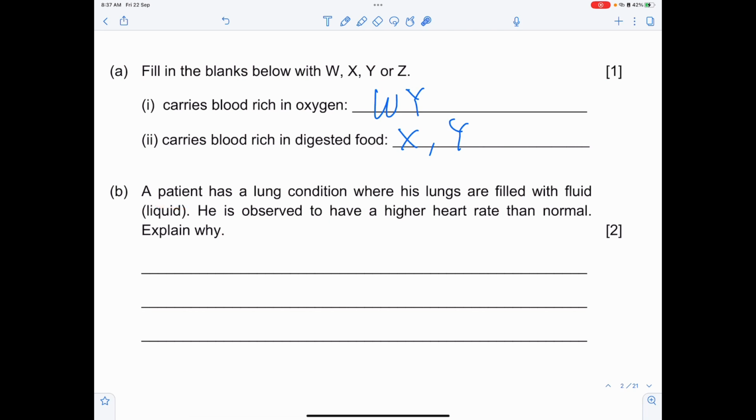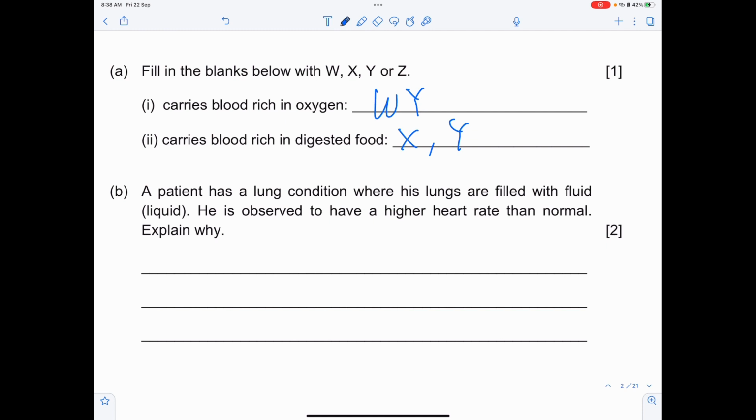A patient has a lung condition where his lungs are filled with fluid. He is observed to have a higher heart rate than normal. Explain why. So the lungs filled with fluid part is actually talking about a lesser exposed surface area of the lungs. Imagine this is your lungs, being filled with fluid. So this part where usually your air sacs will be, there is less exposed surface area to the air that enters the lungs. So because of that, gaseous exchange happens at a lower rate.